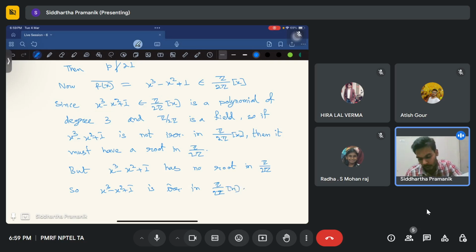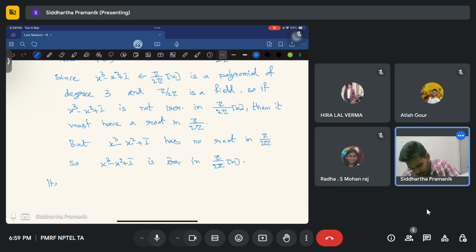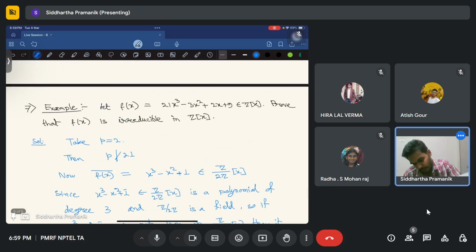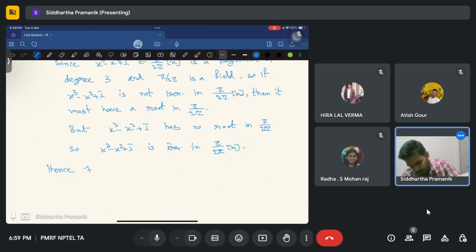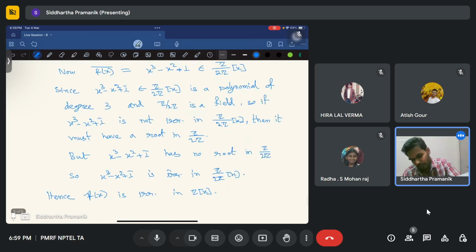So just use the mod p test. Hence f(x) is irreducible in Z[x]. So for this degree 3 polynomial, in this argument you can use any field in place of Z mod 2Z. So that you should remember. That is also one technique.